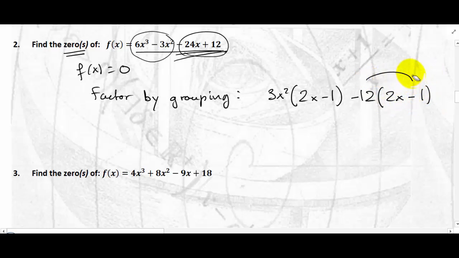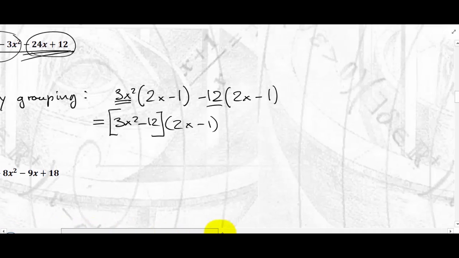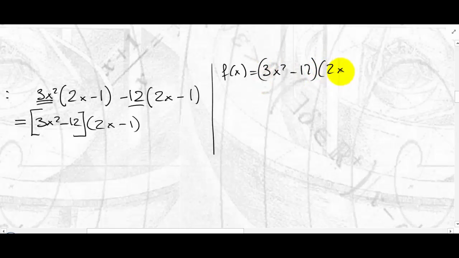Negative 12 times negative 1 is plus 12. Now, this is not factored. It's partially factored, but it's not completely factored. Now, what I can do is factor 2x minus 1. So I'm going to take 2x minus 1 out. It's times what? Well, times 3x squared minus 12. Here we go. I'm not done yet. I'm writing f of x in its factored form. So it is 3x squared minus 12 times 2x minus 1.